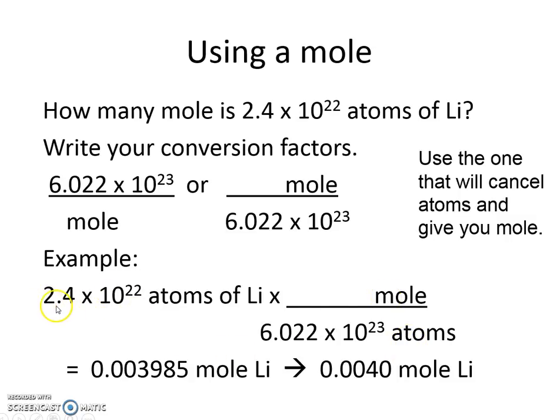You do the math, remembering to enter this in your calculator as 2.4 times 10 to the 22 by using the EE key. And we use the 6.022 times 10 to the 23 by using the EE key. And it'll give you 0.0040.